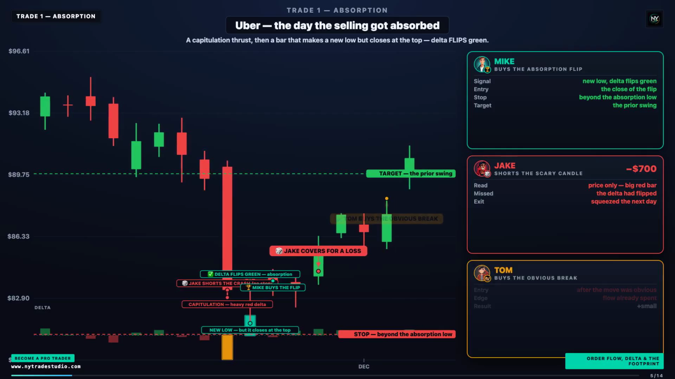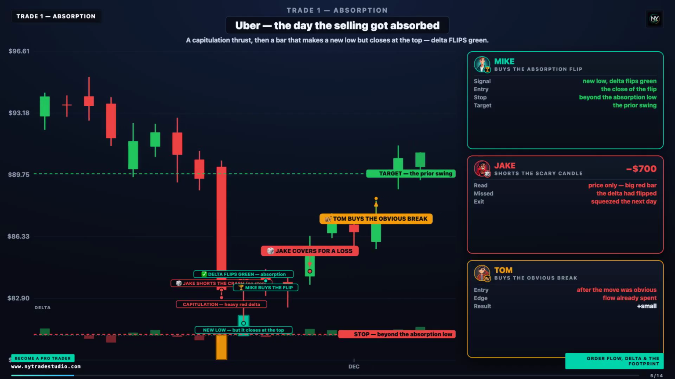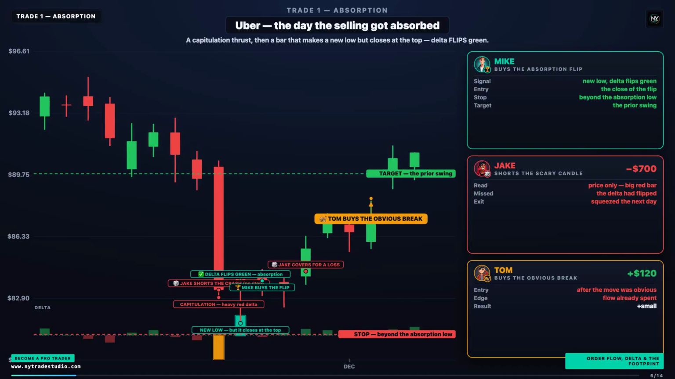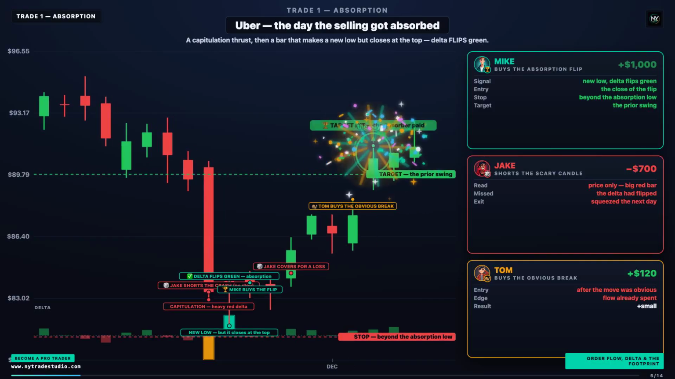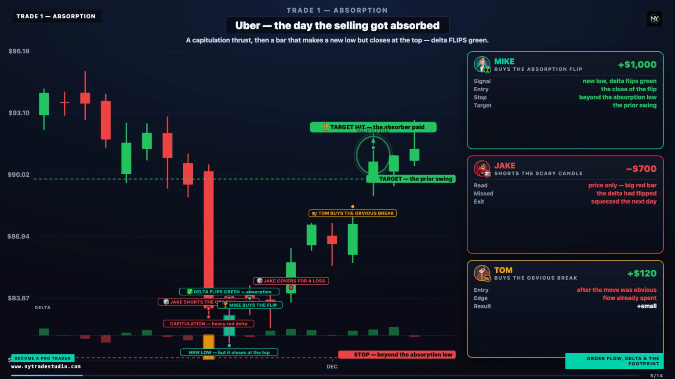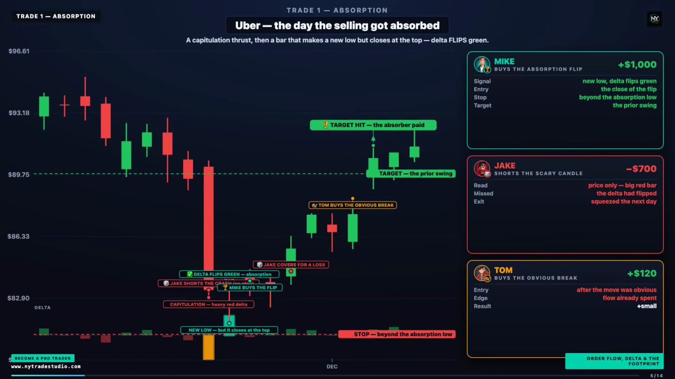The move finally looks safe to Tom near the top of the range, so he pays up late for a small scrap. And a few days later Uber tags the prior swing target. The absorber paid Mike 2 to 1, while the trader who read the same candle by price alone paid to be wrong.